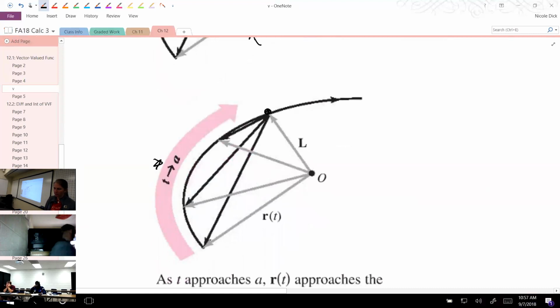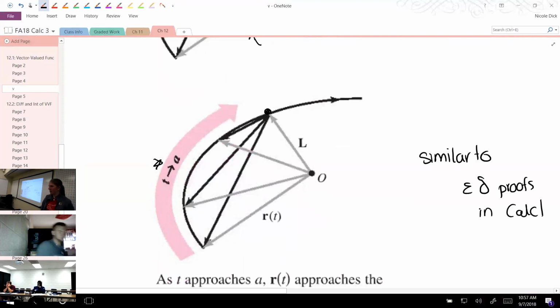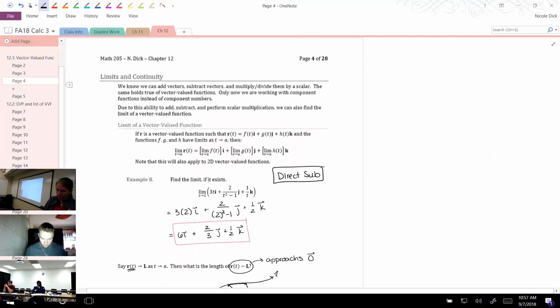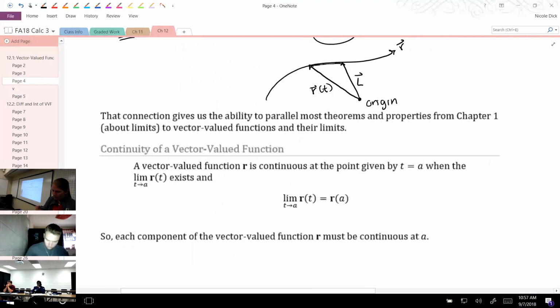I don't want to get too into this, but it's similar to the epsilon delta proofs in Calc 1. We're not going to go through and prove it. What this leads to, though, is, like I said, continuity. We really want a way to define whether a vector valued function is continuous or not. And that's what we have right here: continuity of a vector valued function.